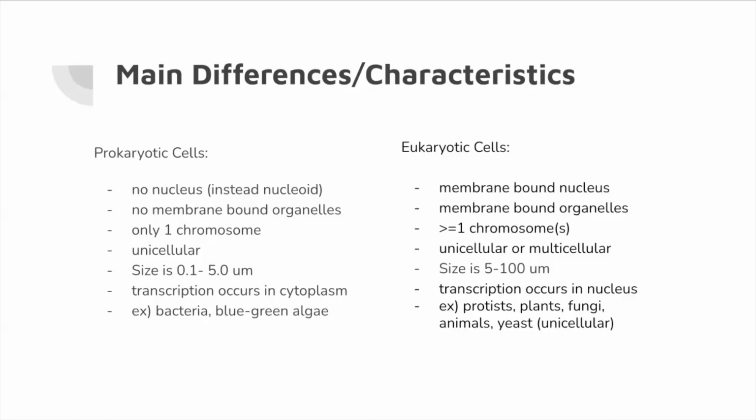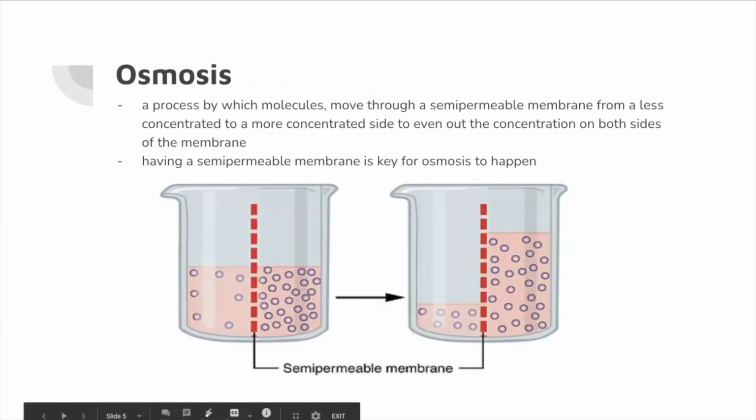Now to talk about osmosis. Right, so osmosis is the process by which molecules move through a semi-permeable membrane. Semi-permeable just means that some molecules go through it, some don't. They move from a less concentrated to a more concentrated side, as you can see in the picture. It's just to even out the concentration on both sides of the membrane.